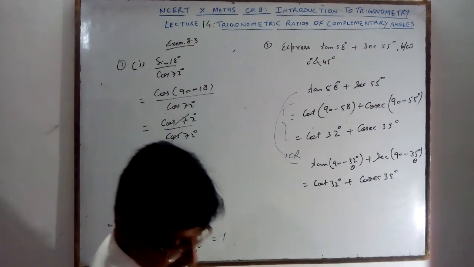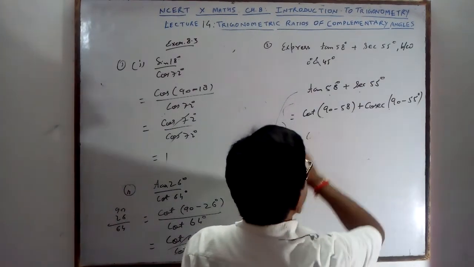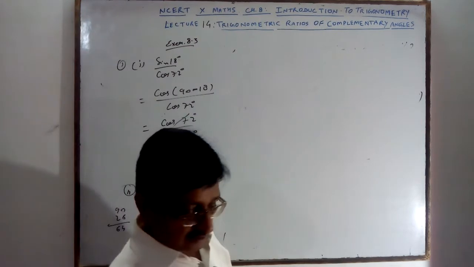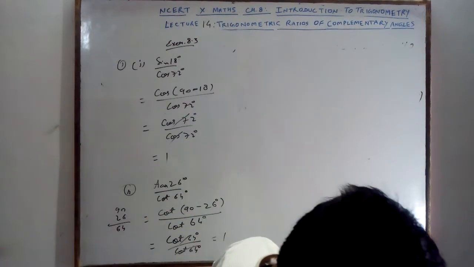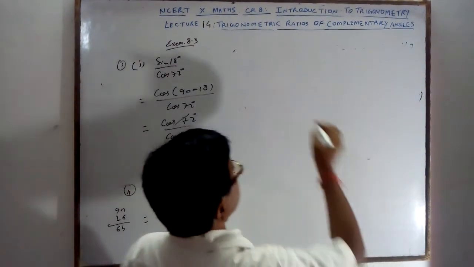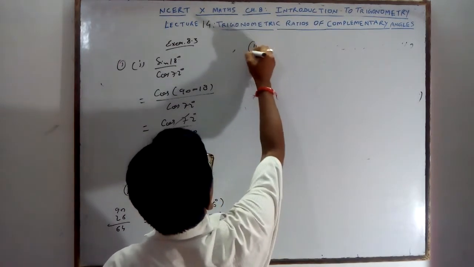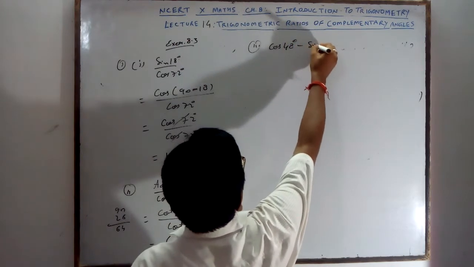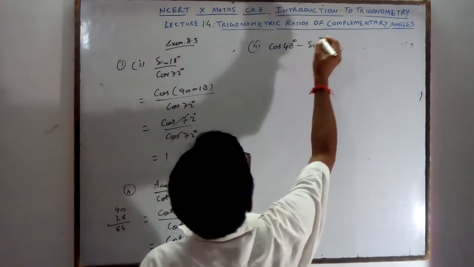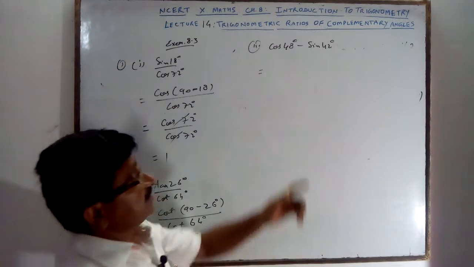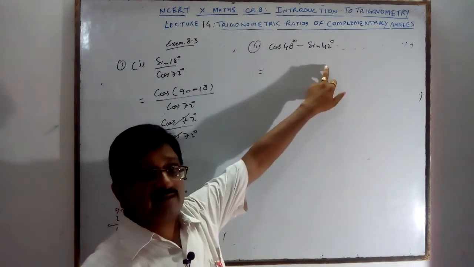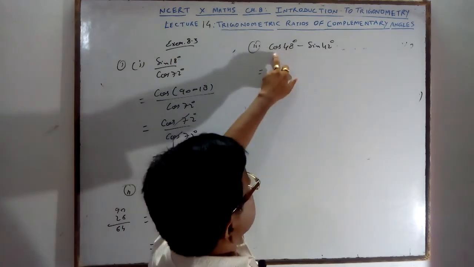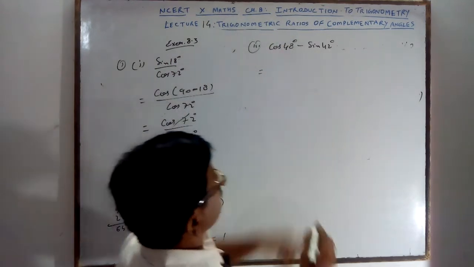Third part. Question number 1, part number 3. What is the third? It is given cos 48 degree minus sin 42 degree. Cos 48 and sin 42, 48 plus 42 again 90. So cos will be changed into sin or sin will be changed into cos, anyone.